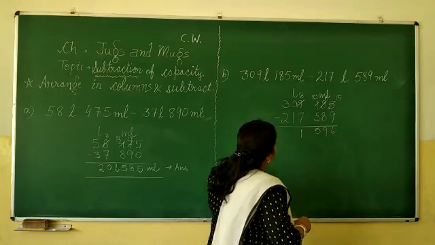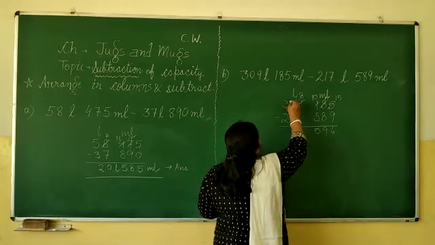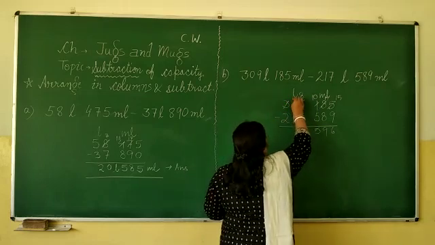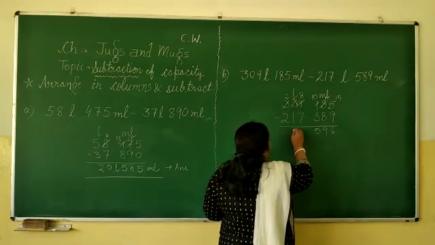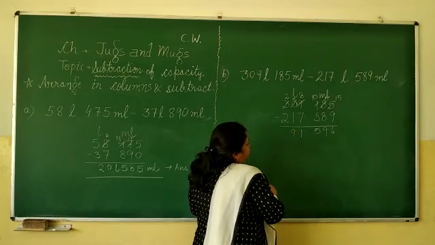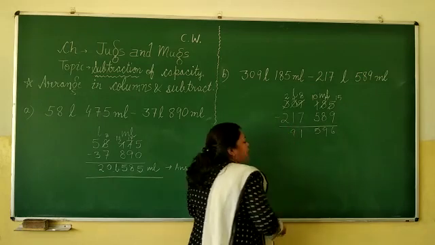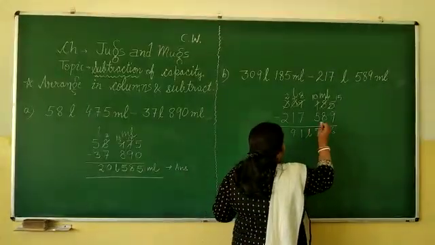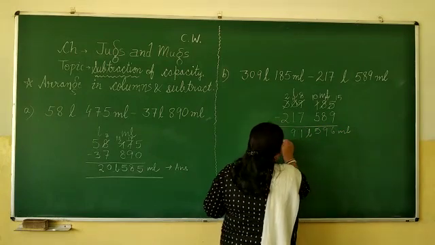Then we got here 0 minus 1, which is not possible. So again we take borrow here. 0 becomes 10 and 3 becomes 2. So here we have 10 minus 1 will be 9 and 2 minus 2 is 0. So you can write 0 here, or you may not write. This is the last digit. It's your wish. And that's our answer, 91 liter and 596 milliliters.